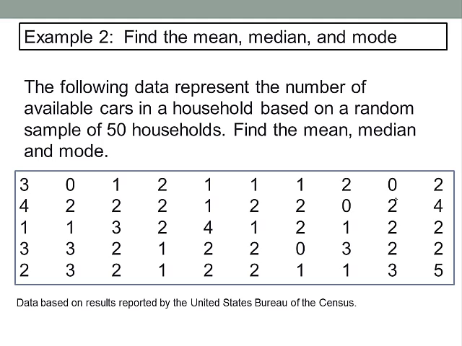So example 2. Find the mean, median, and mode of this data set. The following data represent the number of available cars in a household based on a random sample of 50 households. Find the mean, median, and mode.